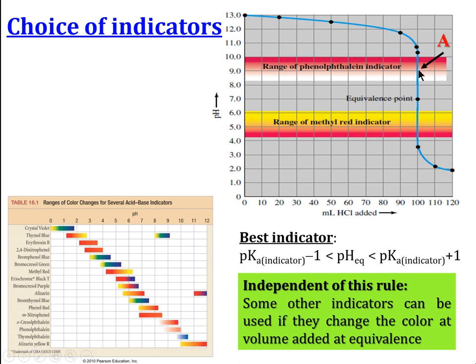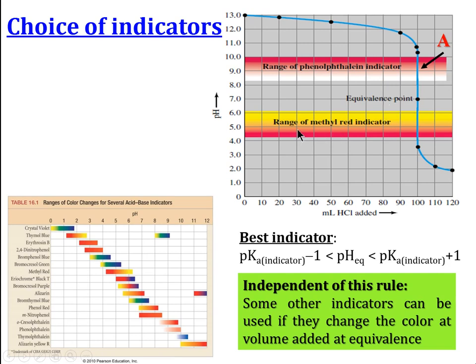At point A, the phenolphthalein can change its color. And since the jump is perpendicular, point A is at the same volume as the equivalence. So when we are at equivalence, we can say we are at point A, so the phenolphthalein can change its color, and we will detect the equivalence point.